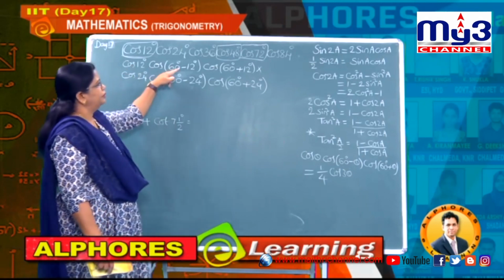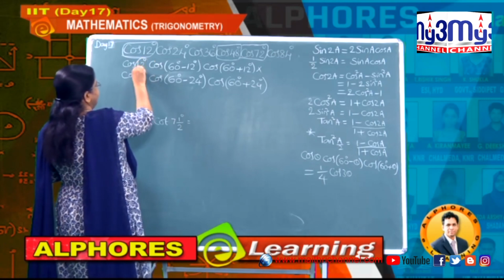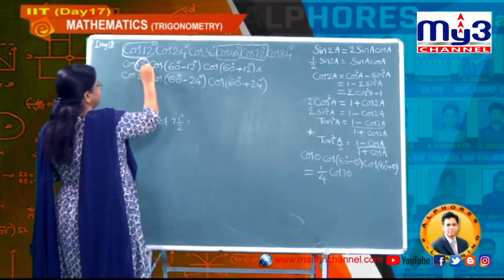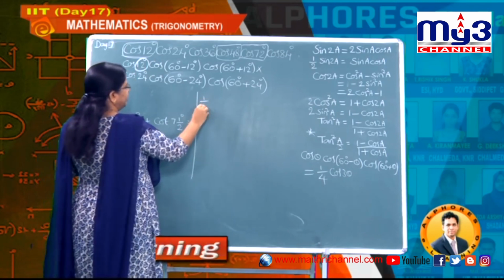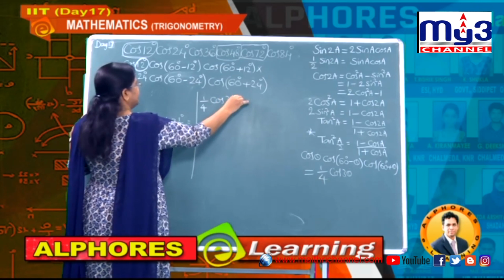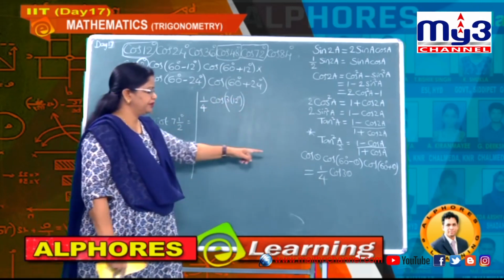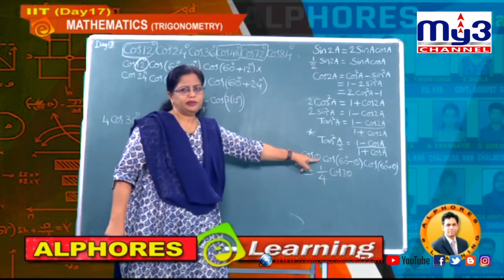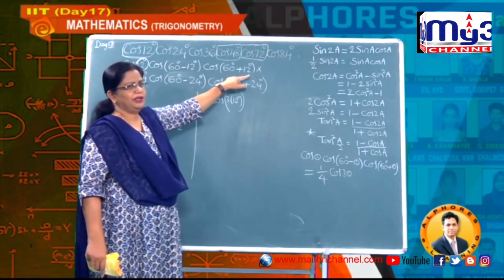What about the product of these terms here? Your theta is nothing but 12 degrees. So this is your theta, therefore for the first 3 values the formula is 1 by 4 times cos 3 into 12 degrees. Okay, basing on that formula. So in terms of theta in this problem you are having 12 degrees, 60 minus 12, 60 plus 12.